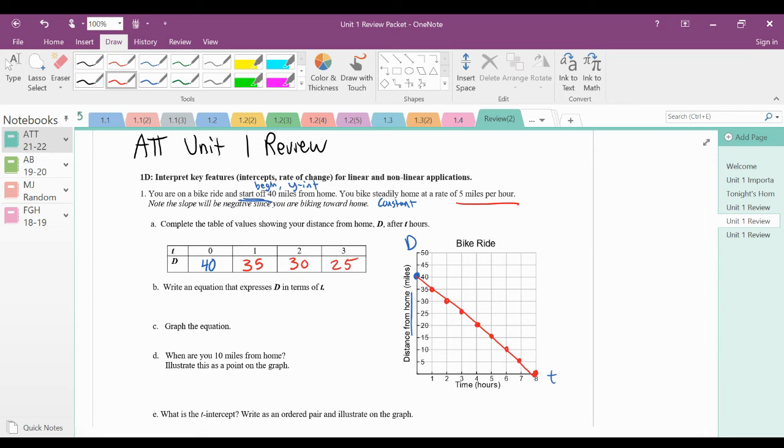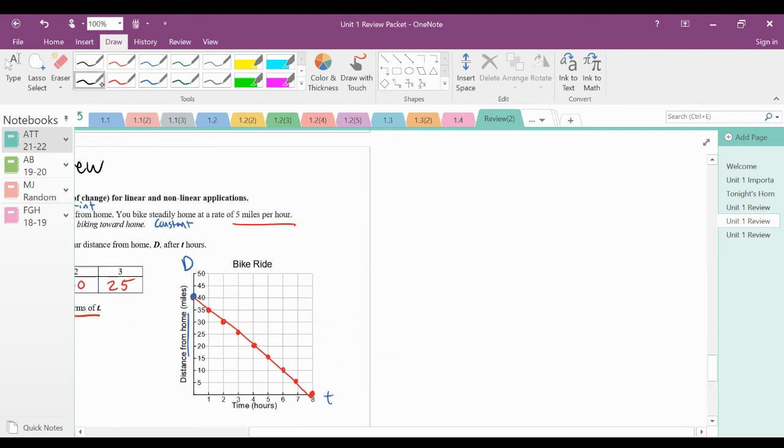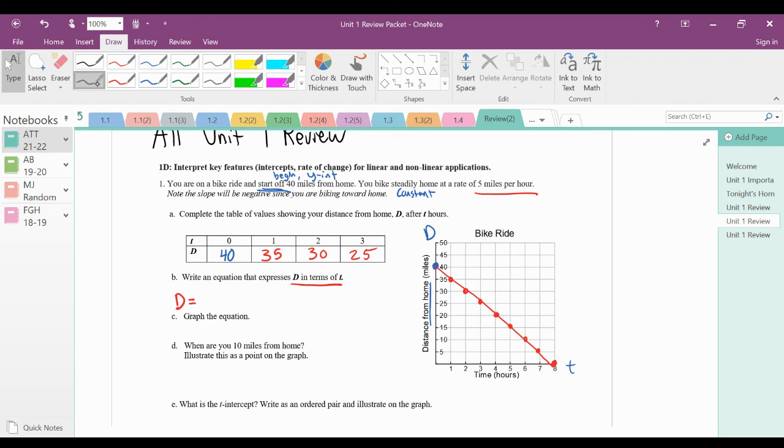Write an equation that expresses d in terms of t. When I see that phrase, I know it's going to be d equals something with t in it. Well, let's think about where we started. We started at 40 miles away from home. And if we're decreasing our distance from home by 5 miles each time, we're getting 5 miles closer. I'm going to say that's minus 5t, t being our time in hours. We could also write this as d equals negative 5t plus 40. Again, your slope is negative 5, going down 5, right 1, and your starting point, or y-intercept, is at 40.